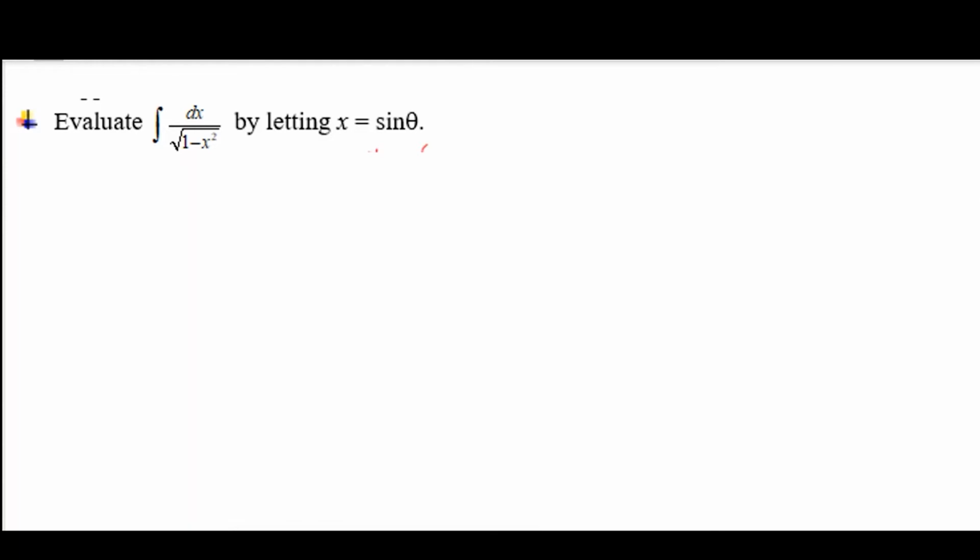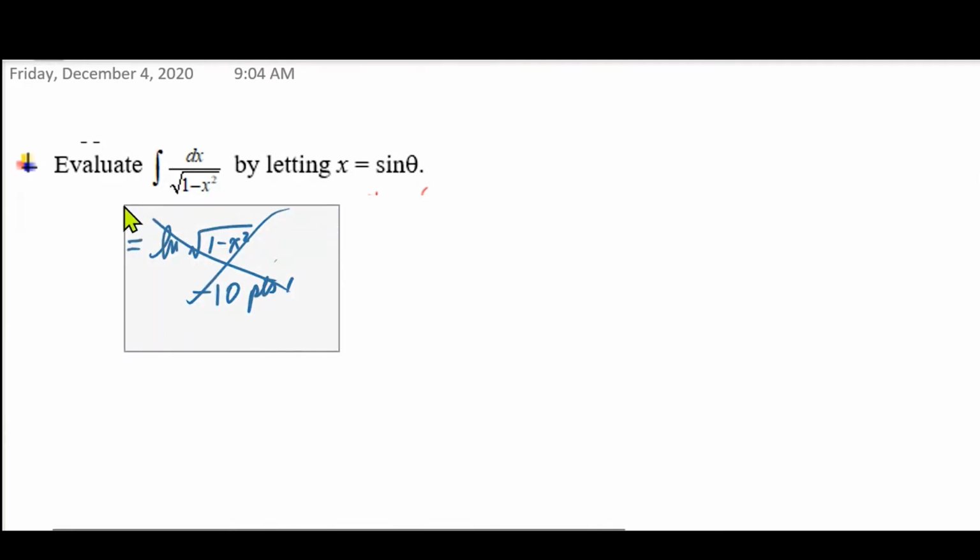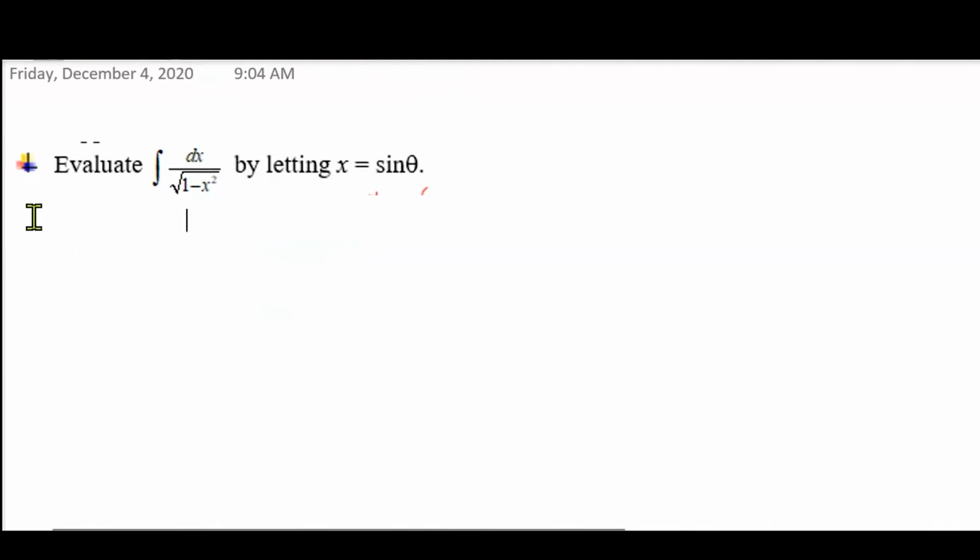Suppose this is ugly and we are stuck right here. How do we proceed? Of course, nobody's going to claim this is ln of square root of 1 minus x squared. God, no. That's negative 10 right there. No, never. 1 over x is the only thing that becomes ln, so forget it.